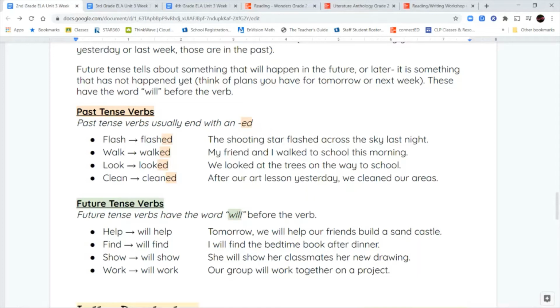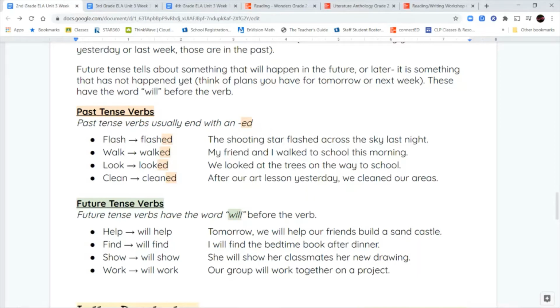Walk becomes walked. My friend and I walked to school this morning. Look becomes looked. We looked at the trees on our way to school, and clean becomes cleaned. After our art lesson yesterday, we cleaned our areas. So all of these are sentences that are using past tense forms of their verbs to show us that it's something that's already happened in the past.